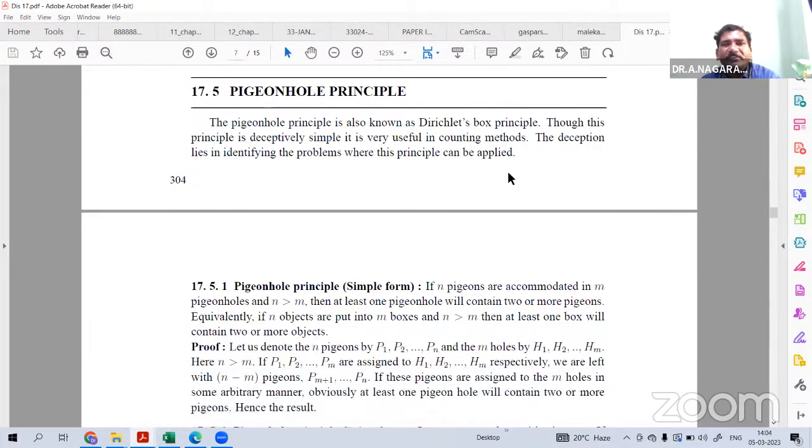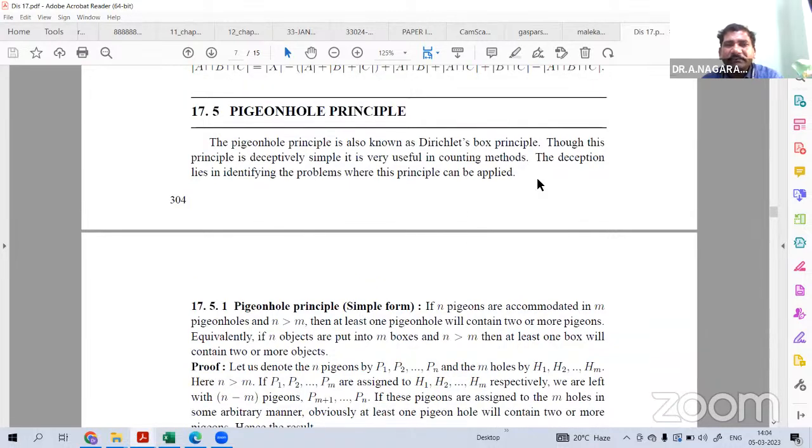Next, we go for the Pigeonhole principle. What is the Pigeonhole principle? It is also known as the Dirichlet box principle. We call it the Dirichlet box principle. Sir, what do pigeonholes mean? I want to take n objects and arrange them into m boxes. At least one box will contain 2 or more objects because n is greater than m.